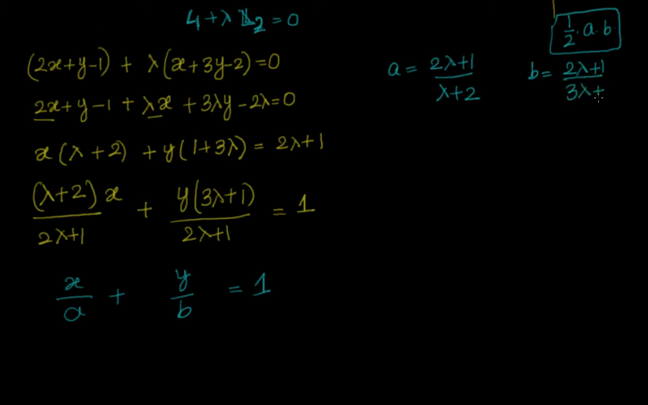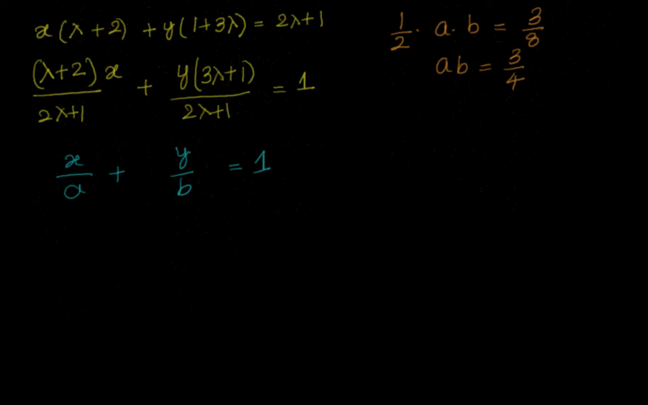Okay. Now let us go to the condition that we have been given. The condition says that half into a into b equals 3 by 8. So can I say ab equals 3 by 4? So let's leverage this particular condition to find the value of lambda. Once we get lambda, we are pretty straightforward.